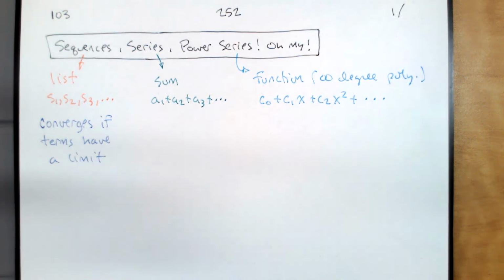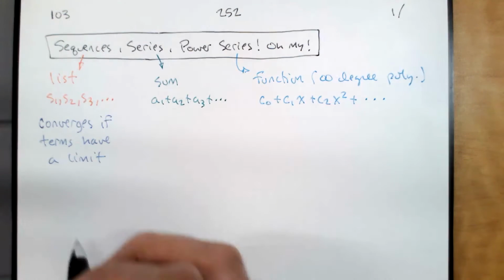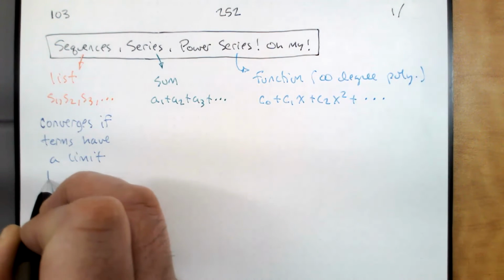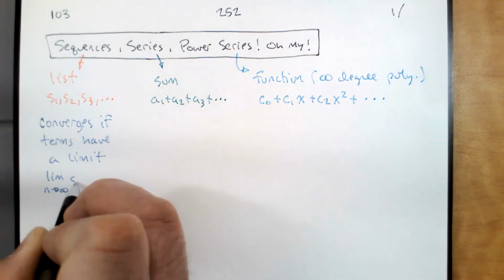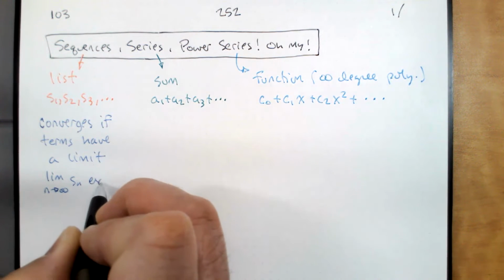We can talk about convergence in the context of sequences. A sequence is the simplest of these constructions. It's just a list, and a sequence converges if the terms have a limit. That is, the limit as n goes to infinity of Sn exists.